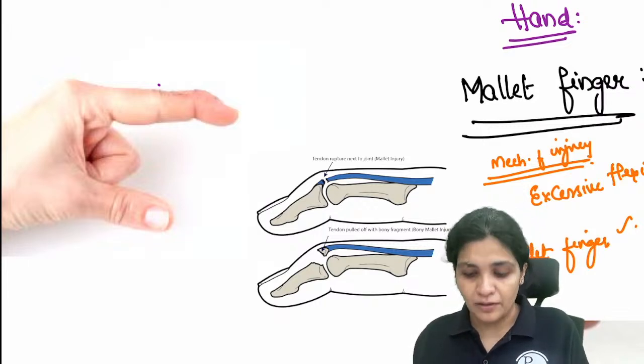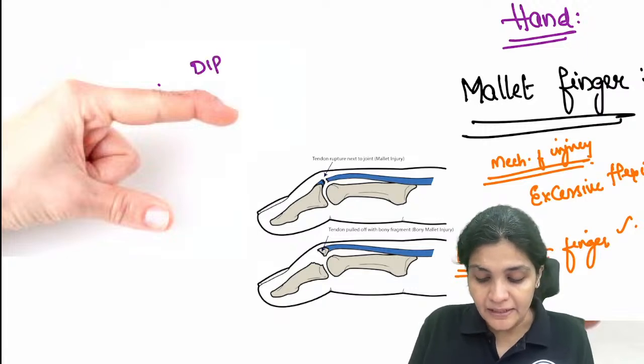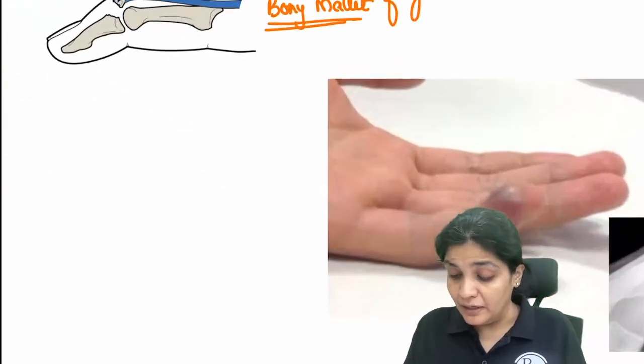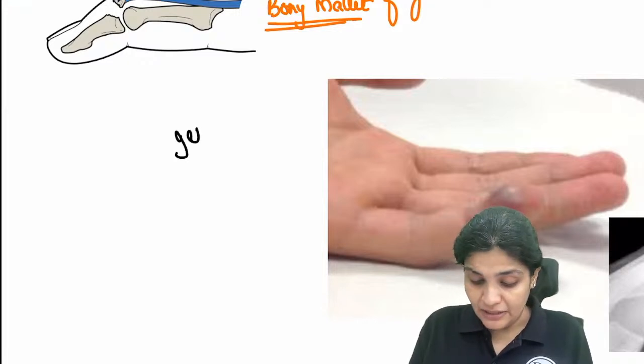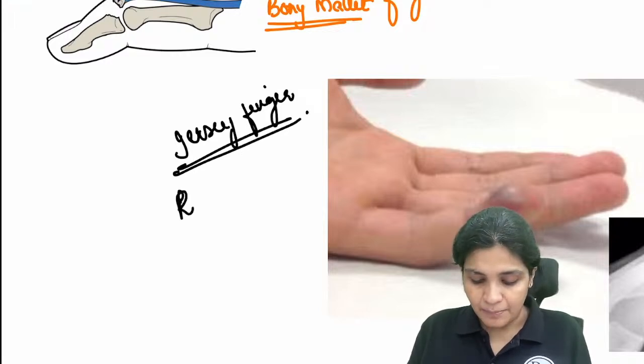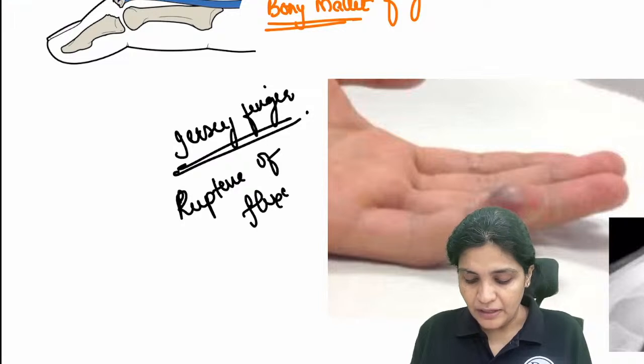But here PIP is not involved, only the DIP is involved. Okay, and then here you have one more finger which is called the jersey finger. So what is jersey finger? Opposite to the mallet finger. So there is a rupture of the flexor tendon.